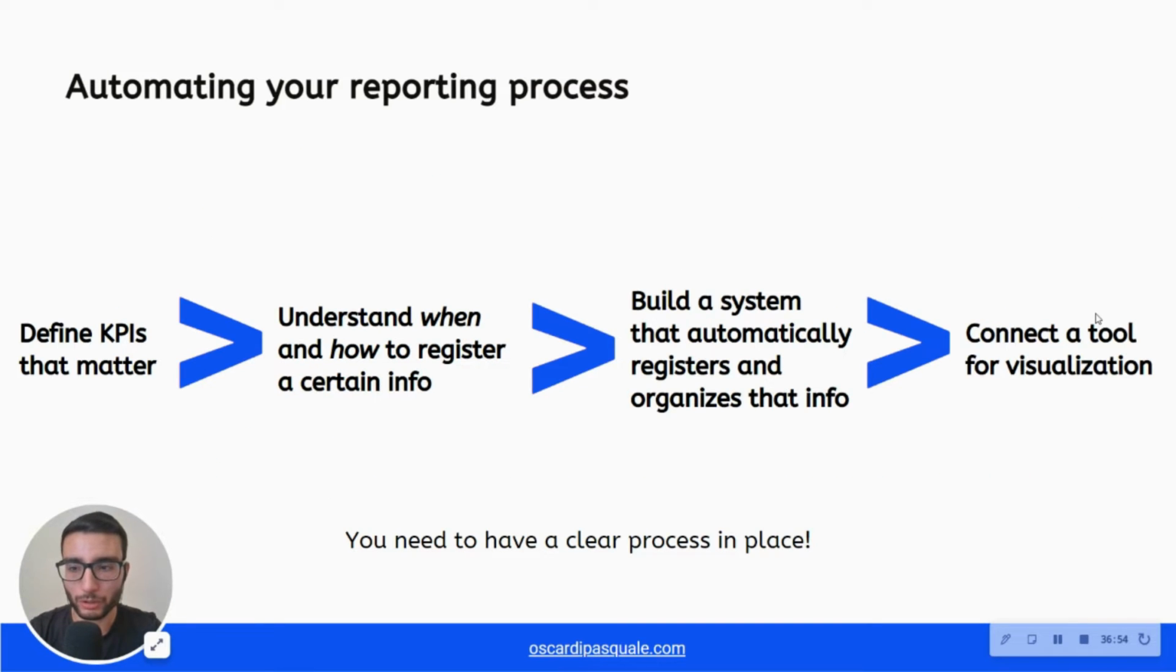This is the process that I follow. The first step is always defining the most important KPIs for every process that we want to automate the reporting for. And then the second step is always understanding when and how to register certain info. Once we understand the KPIs that we want to track, we also understand what info we need to register and when. So, for example, a new lead comes in, or a new customer, a new client, etc. After that, we need to build a system that automatically registers and organizes that info. So here we are basically automating the data collection. And the last step is to connect a tool for data visualization.